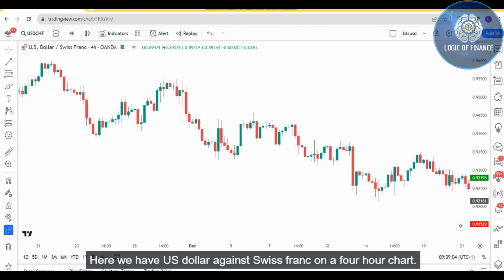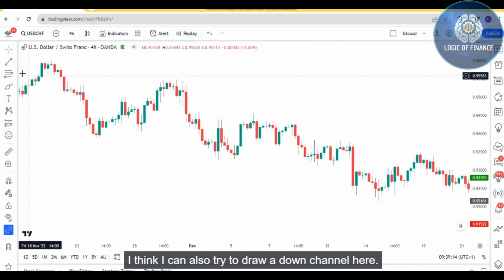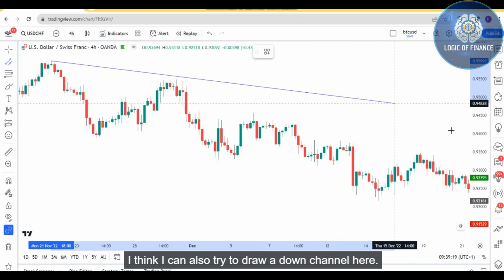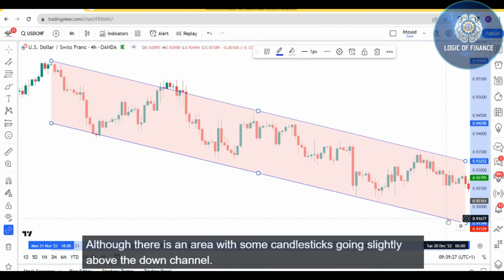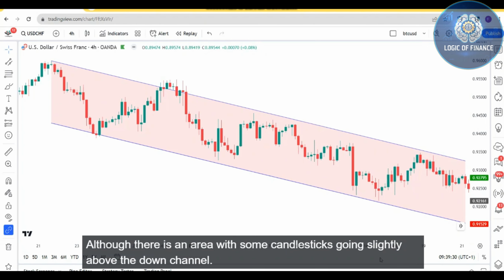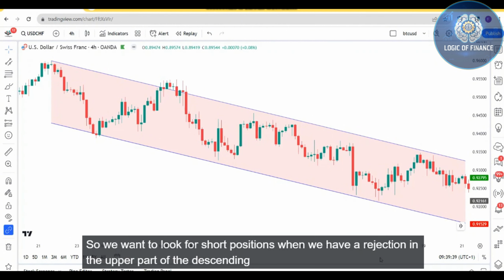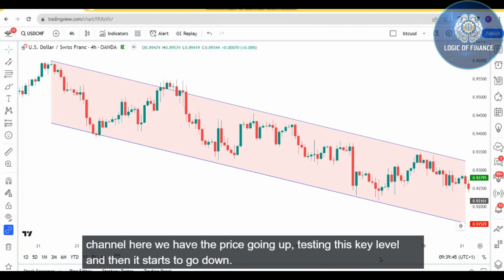Here we have US dollar against Swiss franc on a 4-hour chart. The price is going down, forming lower highs and lower lows. I think I can also try to draw a down channel here. Let's see how it goes. Yes, although there is an area with some candlesticks going slightly above the down channel, overall this chart pattern seems to represent very well what is happening on the market. So we want to look for short positions when we have a rejection in the upper part of the descending channel. Here we have the price going up, testing this key level, and then it starts to go down.